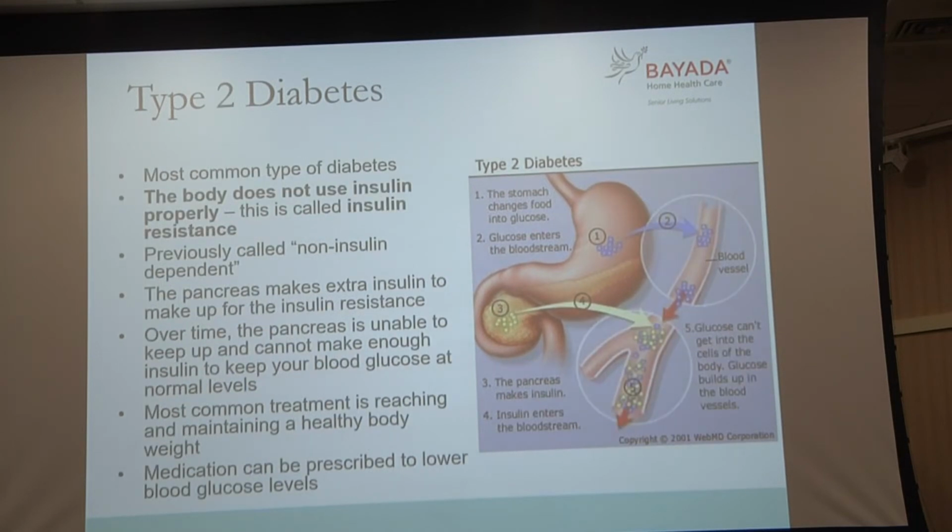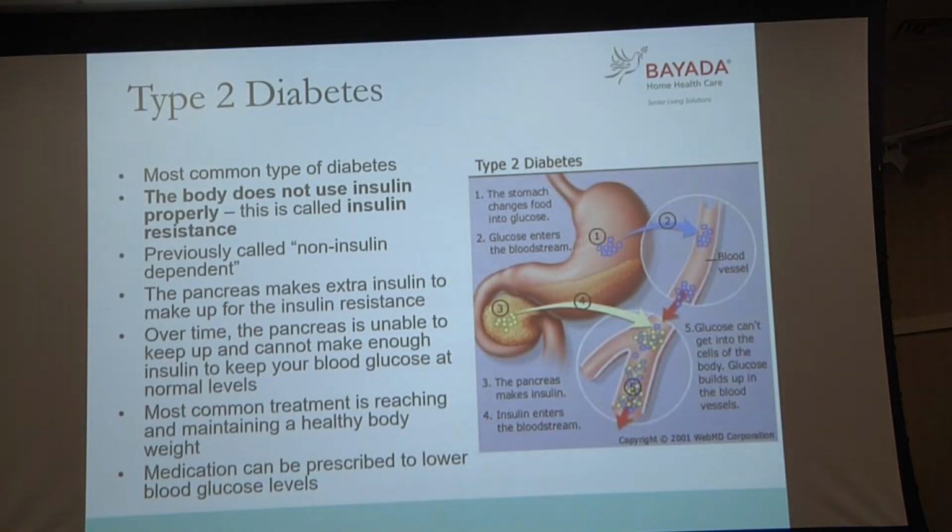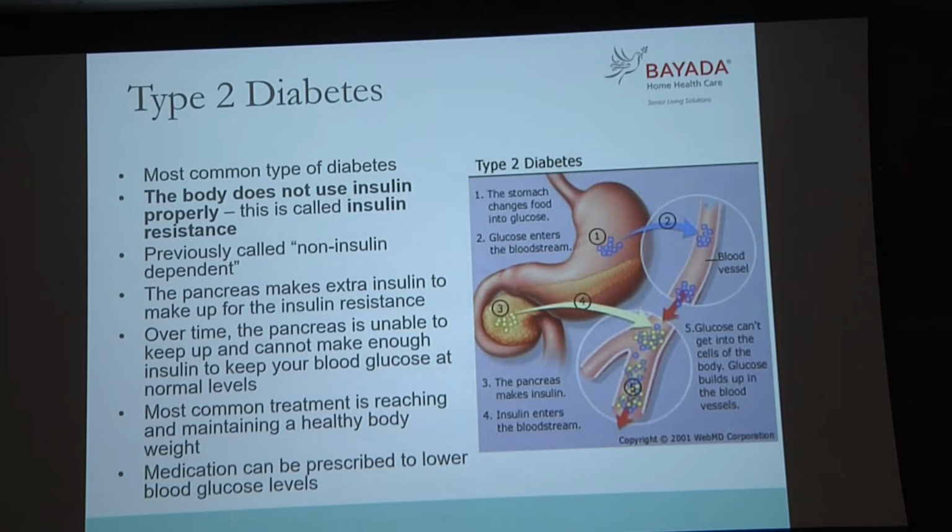So type 2 diabetes, it's the more common type. It's more of the lifestyle diabetes. So it's more when you don't eat correctly or are overweight. So that's usually how that develops. That's why it's more common. So in type 1 diabetes, the body doesn't create insulin. In type 2 diabetes, it does not use insulin properly. That's what they call insulin resistance.